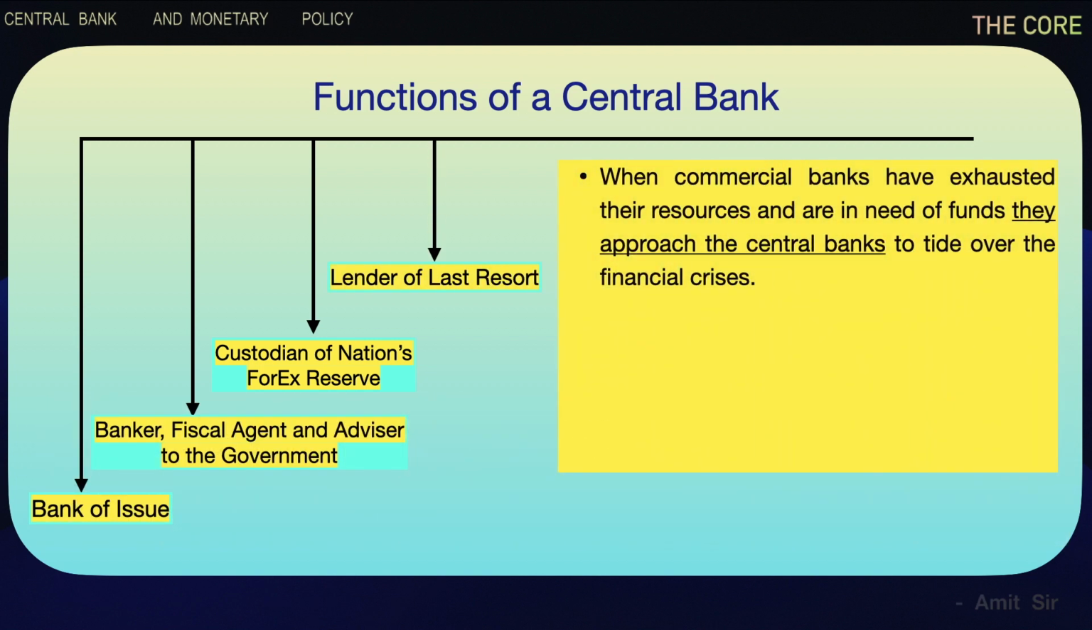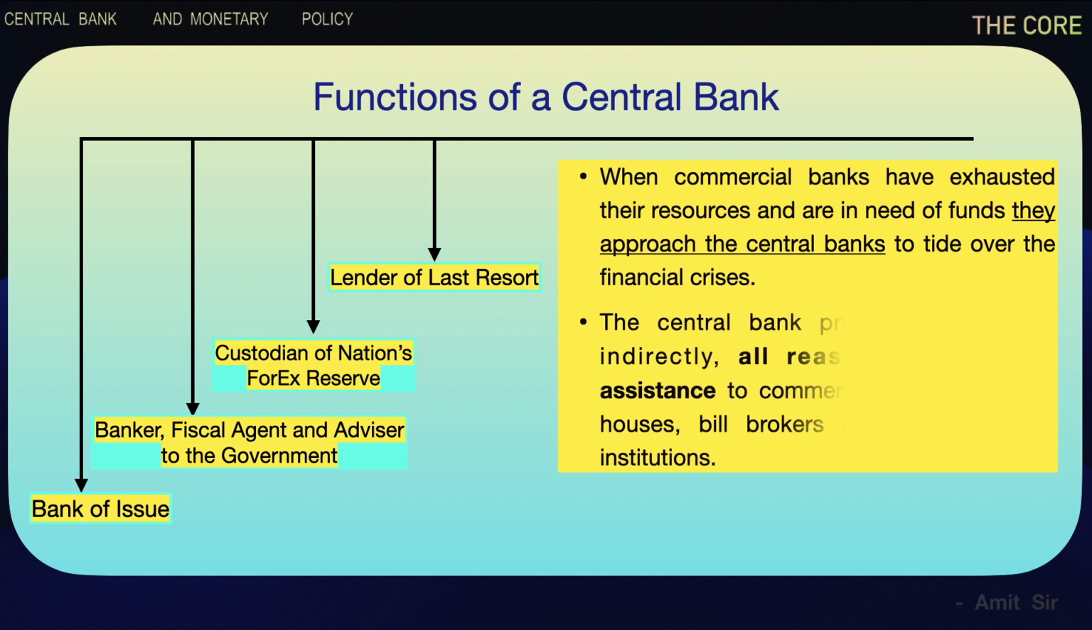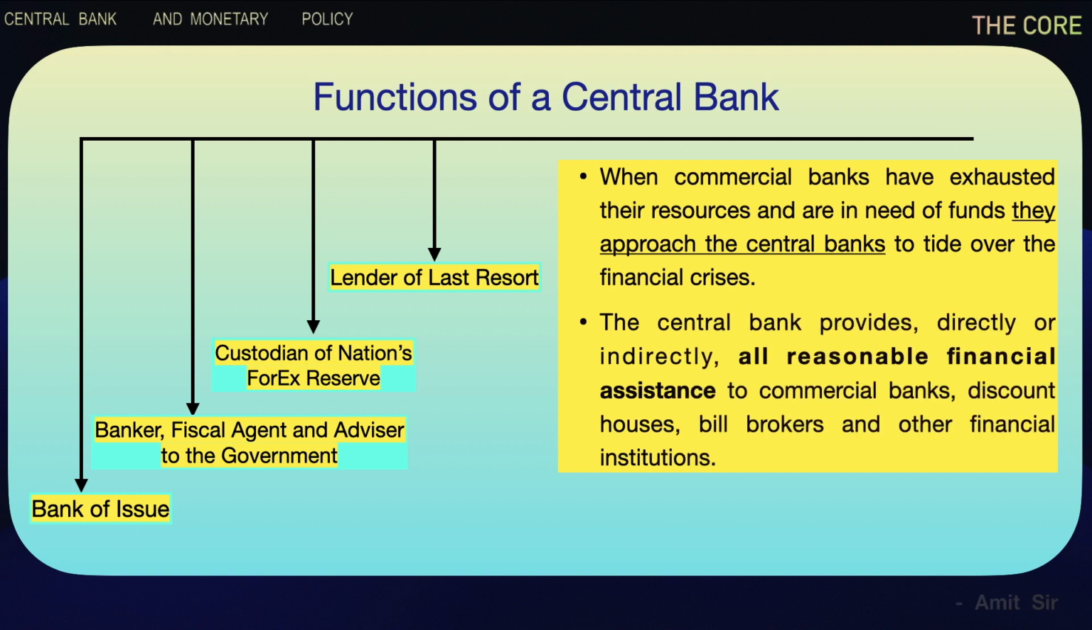Lender of last resort. When commercial banks have exhausted their resources and are in need of funds, they approach the central bank to tide over the financial crisis. The central bank then provides directly or indirectly all reasonable financial assistance to commercial banks, like discount houses, bill brokers and other financial institutions.